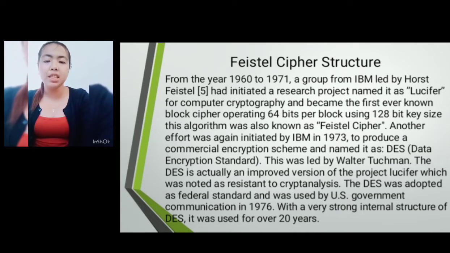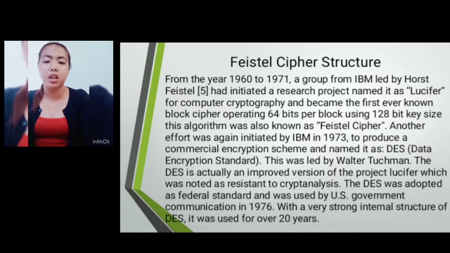From the year 1960 to 1971, a group from IBM led by Horst Feistel had initiated a research project, named Lucifer, for computer cryptography. It became the first ever known block cipher, operating on 64 bits per block using a 128-bit key size. This algorithm was also known as the Feistel cipher.